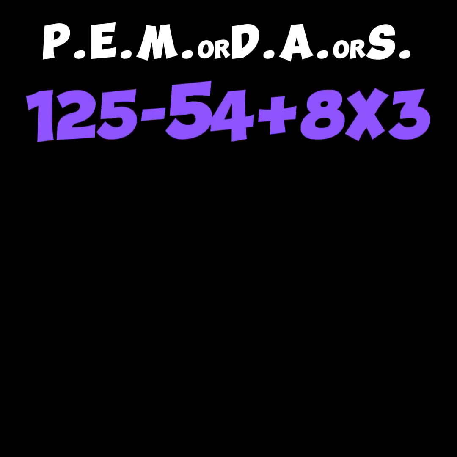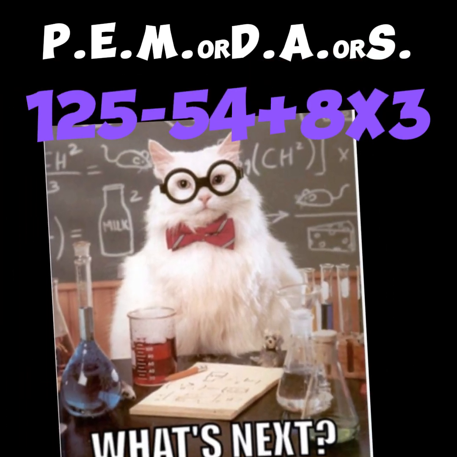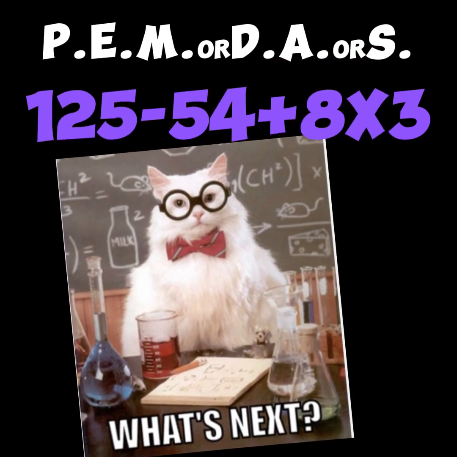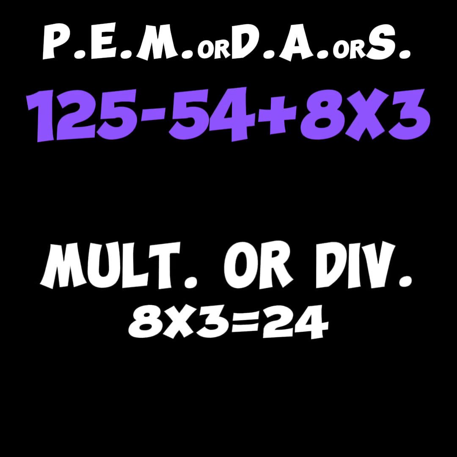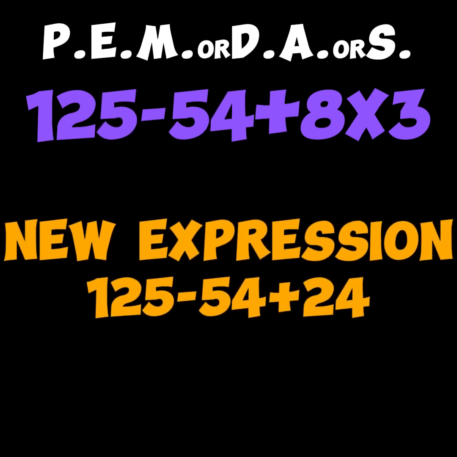So now the expression reads 125 minus 54 plus 8 times 3. Now, which operation do we perform next? Well, multiplication or division. So we will do 8 times 3, which is 24. So let's rewrite the expression: 125 minus 54 plus 24.